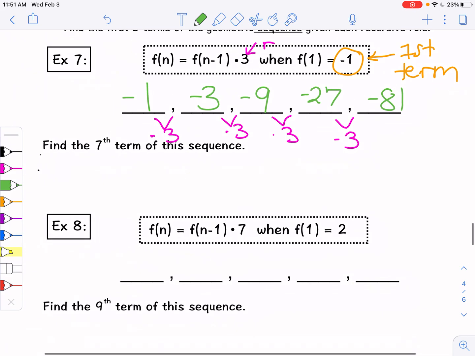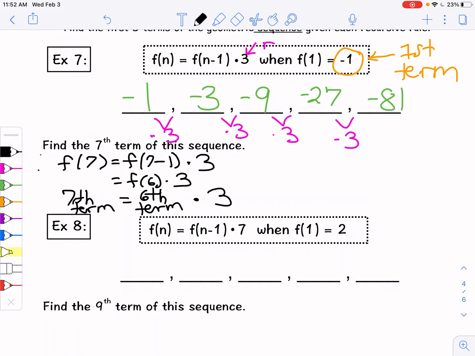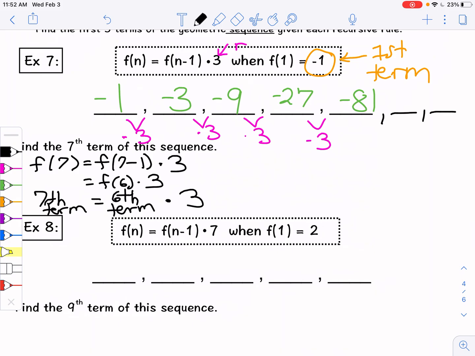So I want to find the 7th term of the sequence, which means I have to have the 6th term. So if I plug in 7 for n, because that's the nth term, I get f of 7 minus 1 times 3. 7 minus 1 is 6, so I need the 6th term times 3. So I know the 7th term equals the 6th term times 3. I already have 5 terms, so if I add 2 more over here, I get -243 if you multiply by 3, and then -729. So I do know that f of 7 equals -729.